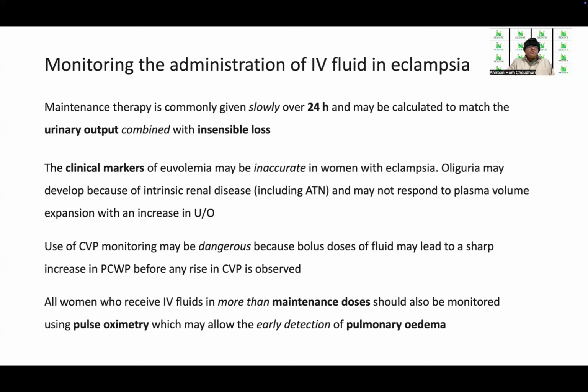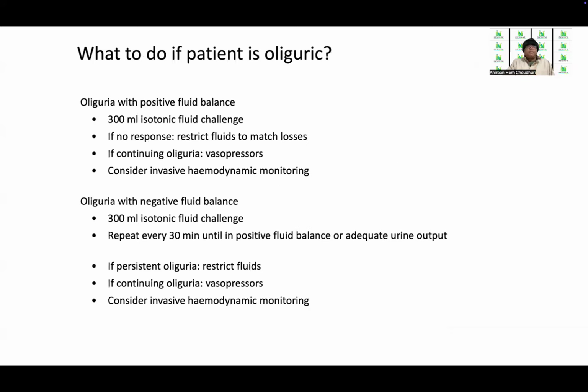Use of CVP monitoring may be dangerous because boluses of fluid may lead to a sharp increase in PCWP even before any rise in CVP is observed. So that can also lead to cardiac failure. All patients who receive IV fluids in more than maintenance doses should also be monitored using pulse oximetry, because that is the gadget which may allow early detection of pulmonary edema by showing a fall in the saturation even before other things manifest.